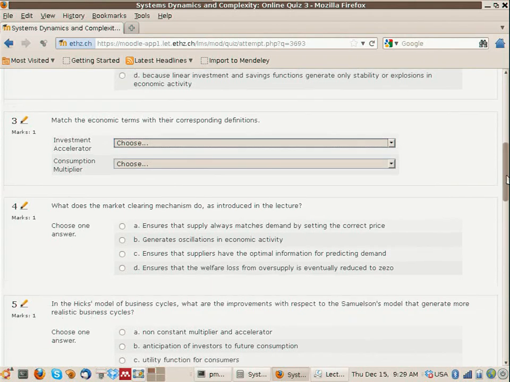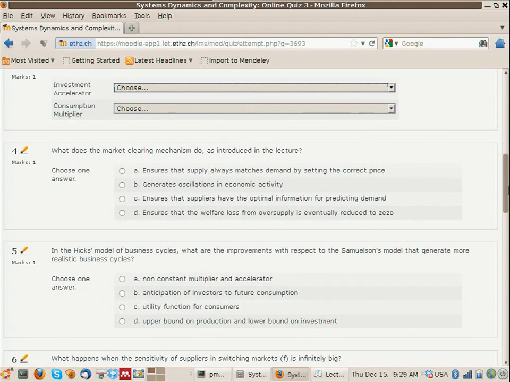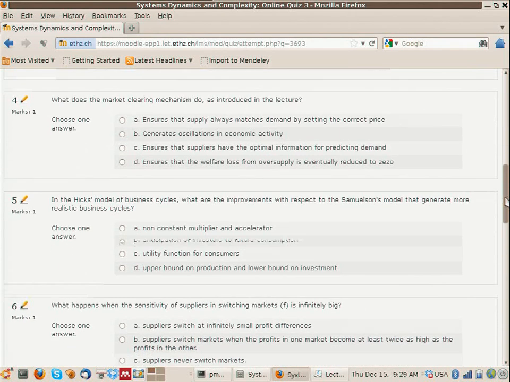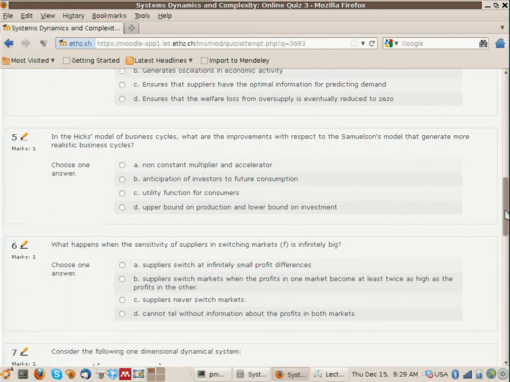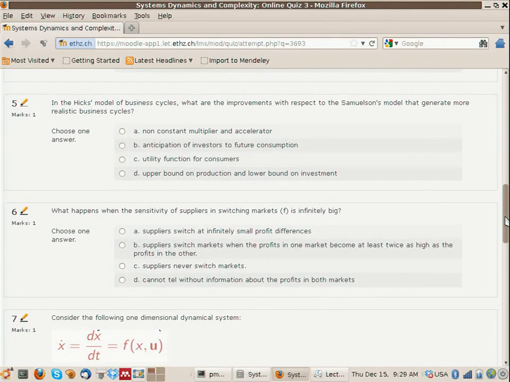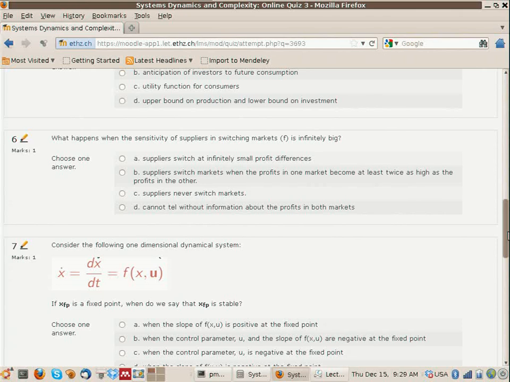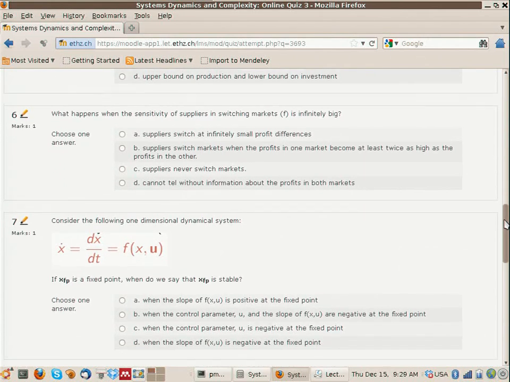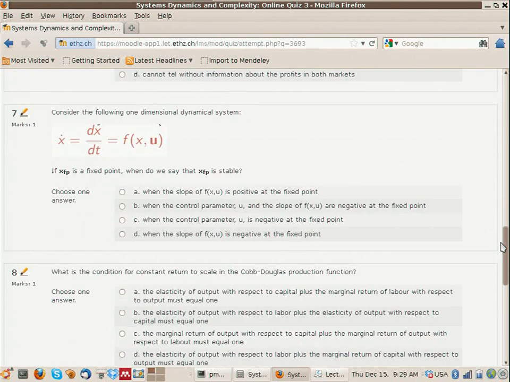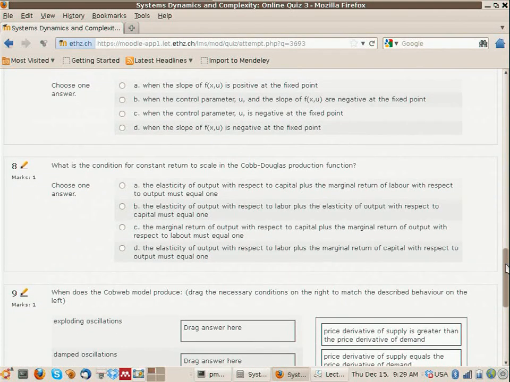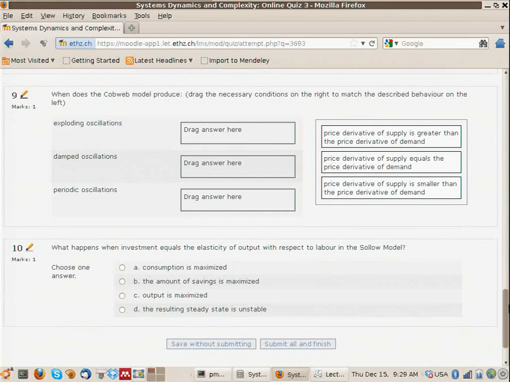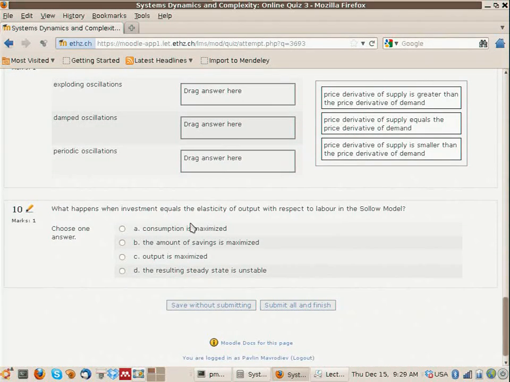What does the market clearing mechanism do? That's fine. We just set the prices. Hicks model of business cycles. Yes, we have the two boundaries, upper and lower bound. When suppliers switch market with infinite sensitivity, that means that they react to the smallest profit differentials. This I talked about now. I also think that's clear. This is also clear.